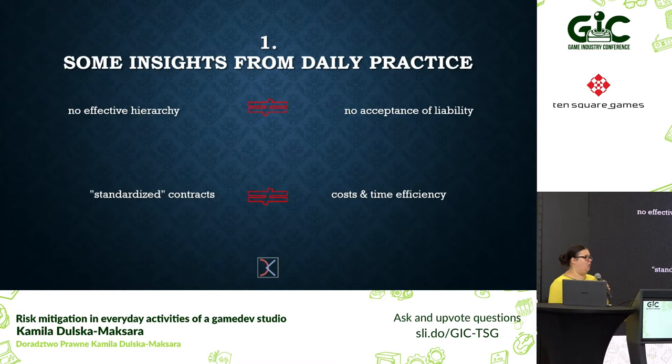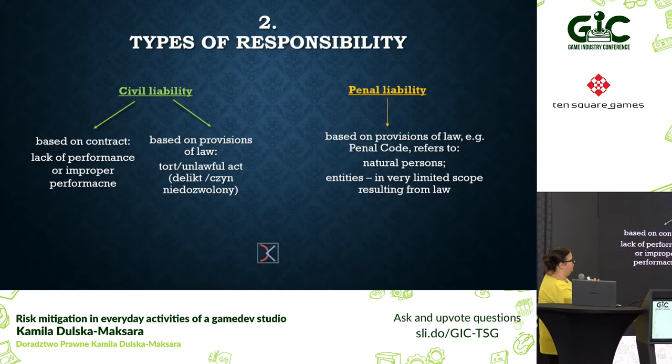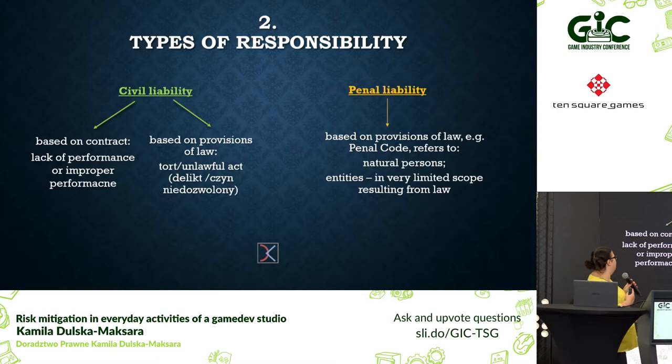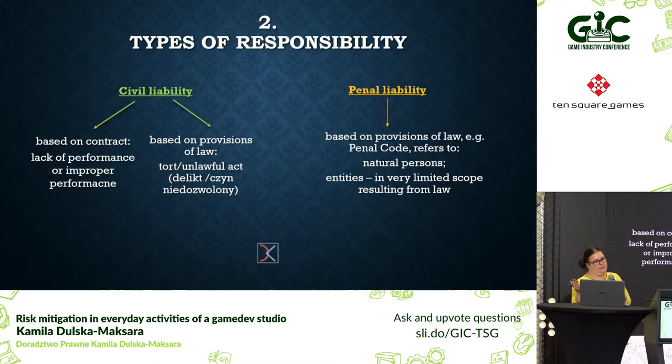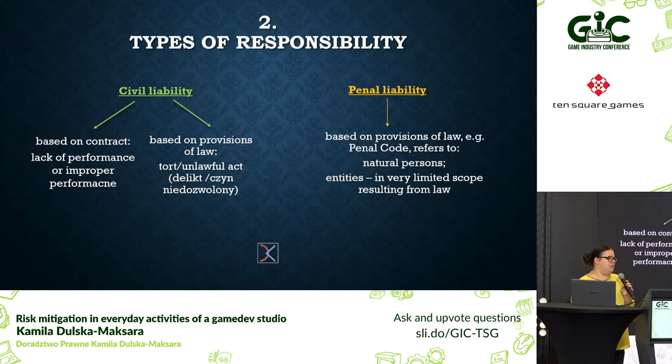So going after that, we need to remember that in Polish law we have two general types of responsibility, civil and penal. Civil liability has two main sources that are most important for you, because of course everybody is perfect and no one goes to criminal actions. The first is contractual, so based on the contract. This is in use when you have lack of performance or improper performance of your contract.